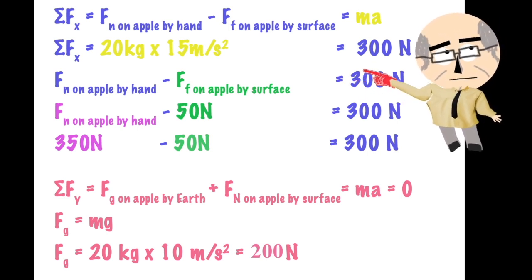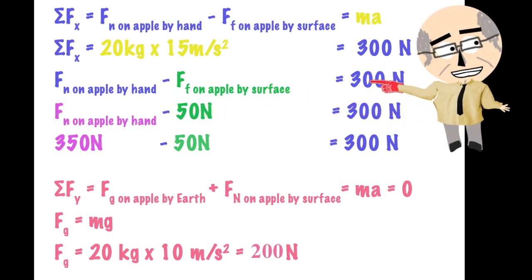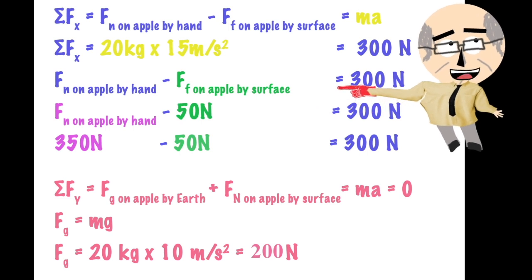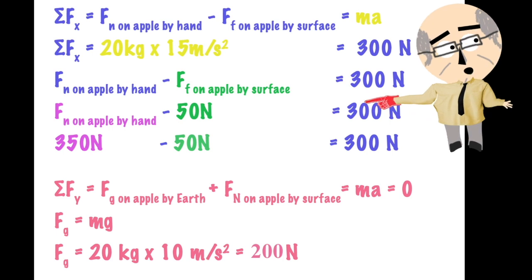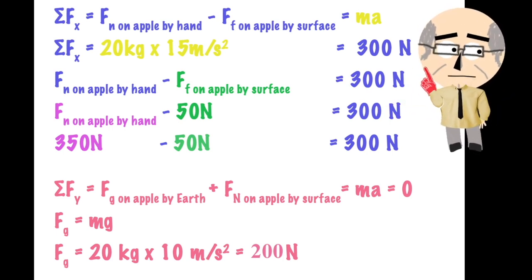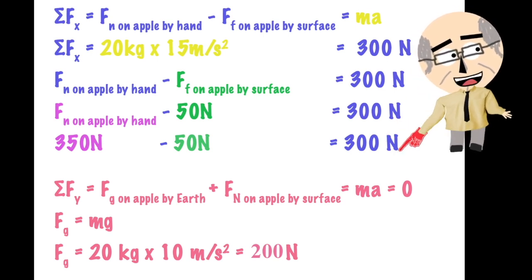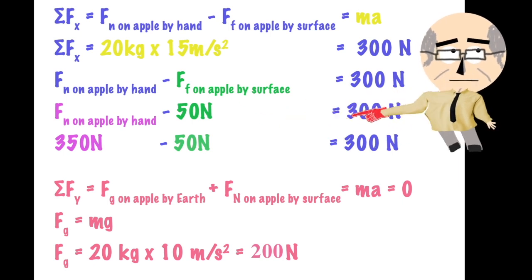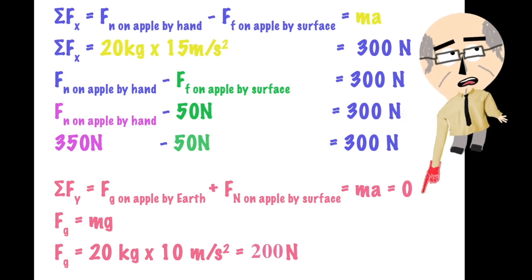Now, Fn on apple by hand minus Ff on apple by surface is equal to 300 newtons because we know that the horizontal forces is the net force. And this is equal to 300 newtons. Now, we are given that the frictional force is 50 newtons, and we can plug that into the equation, and therefore we can solve for the last variable, which is Fn on apple by hand, and we get 350 newtons. Because 350 minus 50 is 300. Who would have guessed?